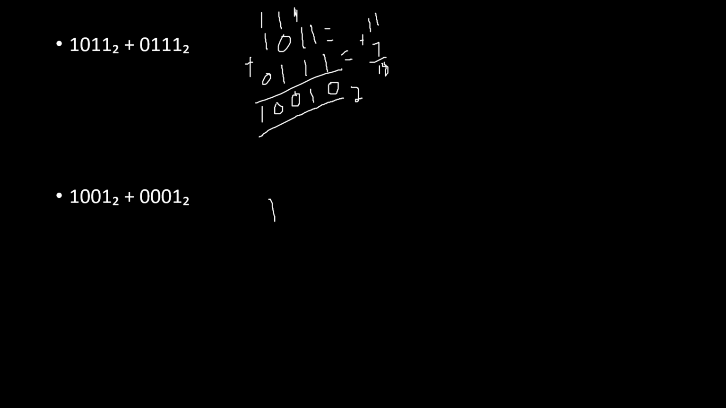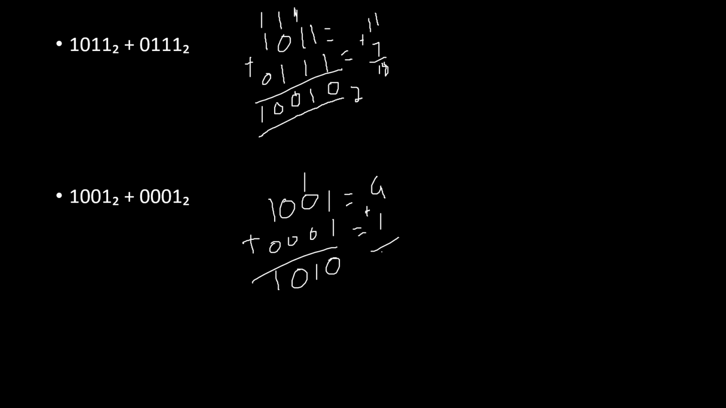And finally, another example, if we were to do 1, 0, 0, 1 plus 0, 0, 0, 1, that would be 1, 0, 0, 1 plus 0, 0, 0, 1. And this is case 2 for the first column, so we're going to write a 0, carry a 1. This is going to be case 1, because there's only 1, 1. We're going to write a 1. This is case 0, so we're going to write a 0. And this is case 1, so we're going to write a 1. And this number right here is equal to 9, and this number right here is equal to 1. And 9 plus 1 is going to equal 10, which is this number in binary.